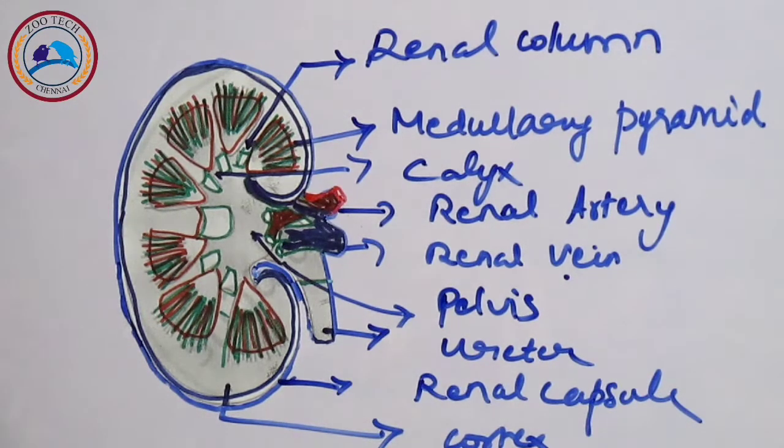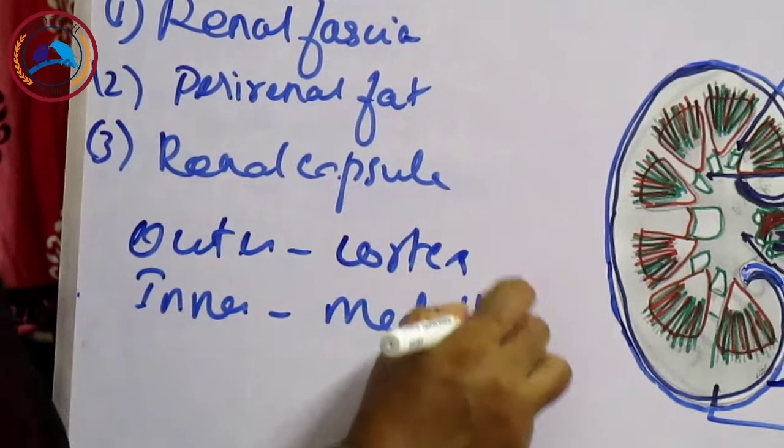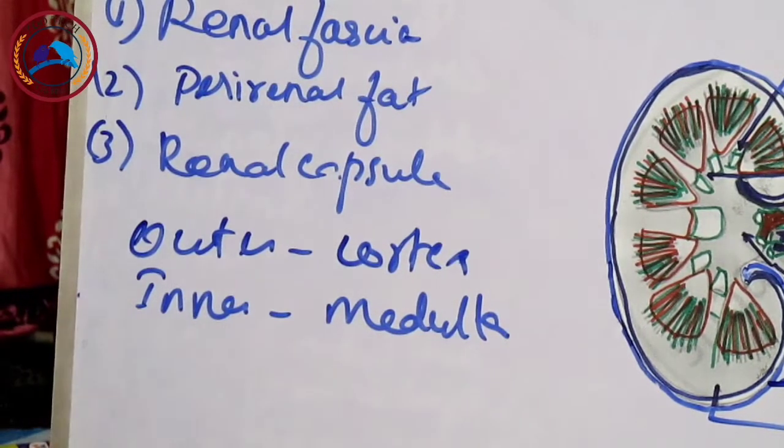Internally, if you take the longitudinal section of the kidney, it has an outer cortex and an inner part called the medulla. Okay, the outer cortex and the inner medulla.